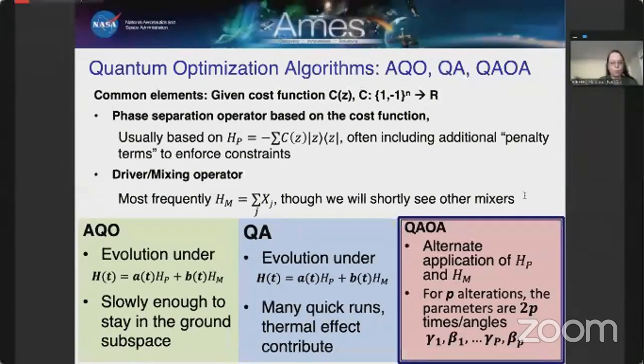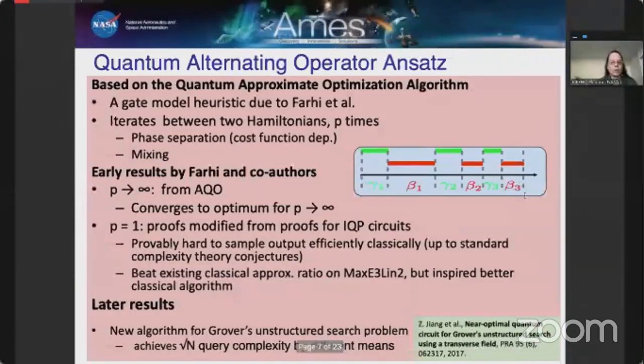I'll give you a brief summary of QAOA. It iterates between phase separation and mixing for P steps. And there are results showing that if P goes to infinity, it converges to an optimum, which is good. There was some exciting work for P equals 1, showing that it's hard to sample the output up to standard complexity theory conjectures, but that's a sampling, not an optimization result.